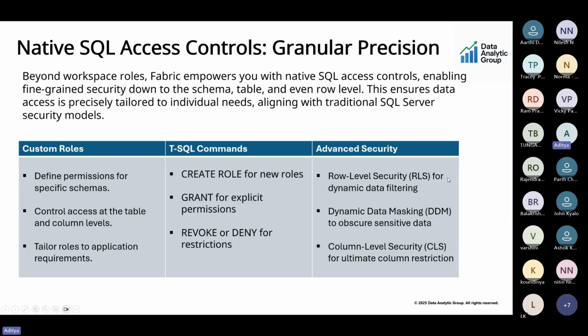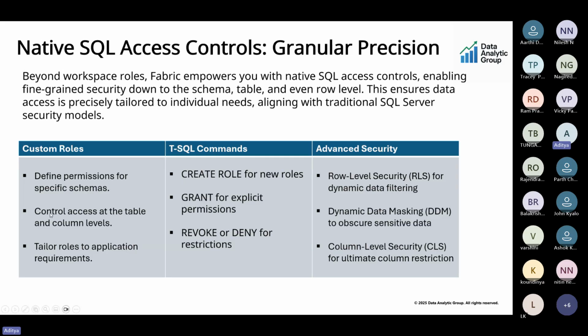So Fabric gives the power of native SQL access control so that we can give fine-grained security at schema level, table level, even row level. We have RLS security, and it ensures the access is properly tailored. So if a finance person wants to modify data in their table, we'll give them the exact level of access. If other persons don't need to see the data, we can deny the permission. Precisely, we can do every kind of mix and match to get whatever is required at the security level.